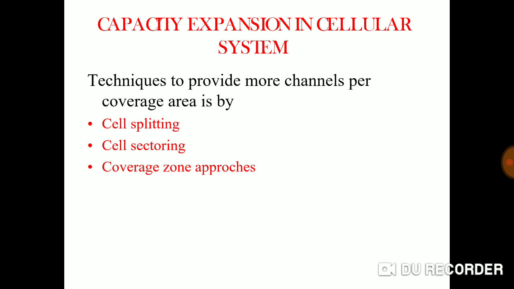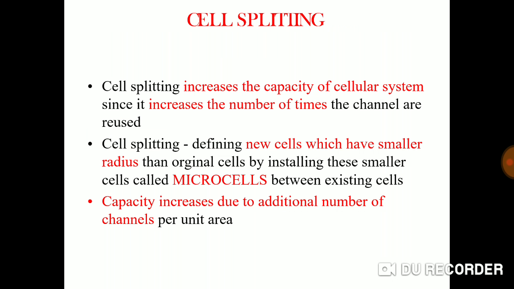The next one is capacity. Here the capacity expansion of a cellular system can be done by three methods, which help in improving the capacity concept. One is cell splitting, another is sectorizing, and another is the coverage zone concept. Cell splitting means simply we are dividing. In order to increase the capacity, we increase the number of times the channel can be reused, and by definition the new cells have a smaller radius than the original cells. These smaller cells, installed between the existing cells, are called microcells. There the capacity increases due to the additional number of channels per unit area.